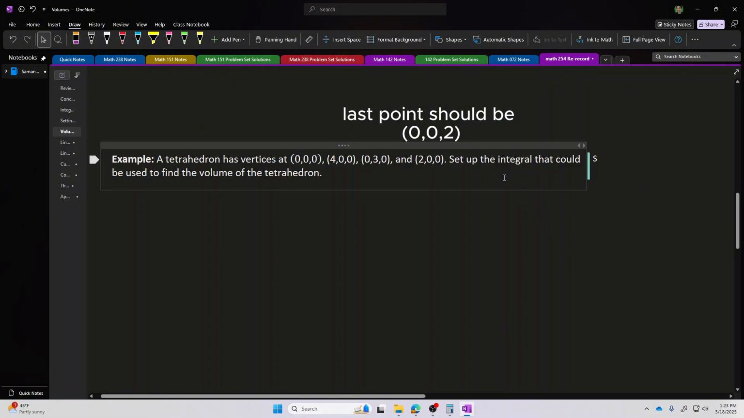So in this case, I have a tetrahedron, which is basically the three-dimensional version of a triangle, which is formed by connecting a certain number of vertices. So here my vertices are at the origin. Another one is 4 units along the x-axis. Another one is 3 units along the y-axis. And another vertex is 2 units along the z-axis. So let's go ahead and set up the integral that could be used to find the volume of this tetrahedron here.